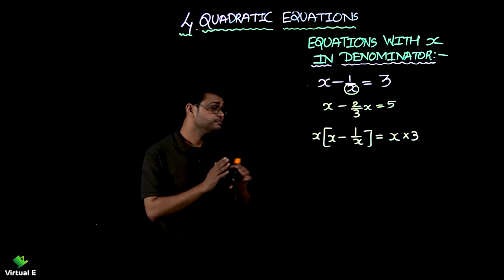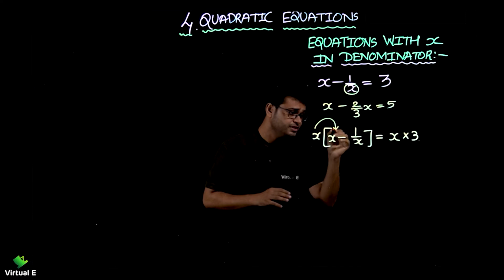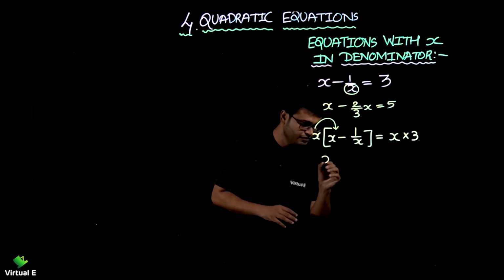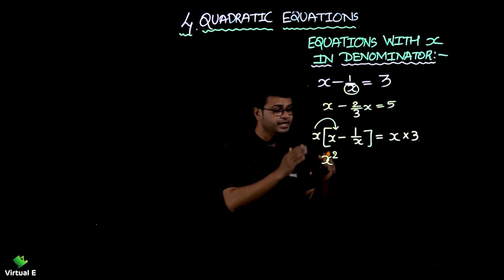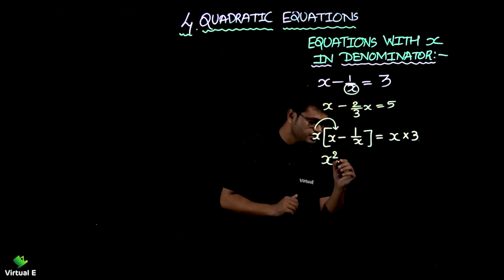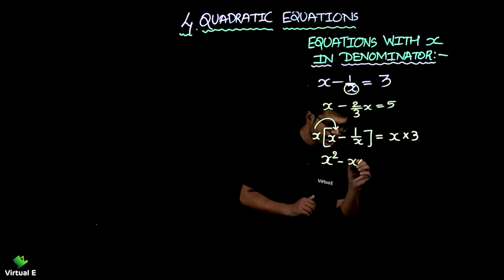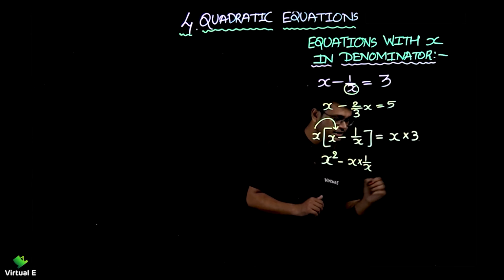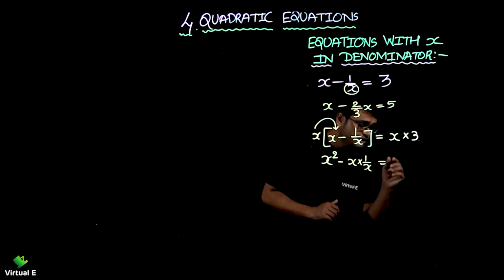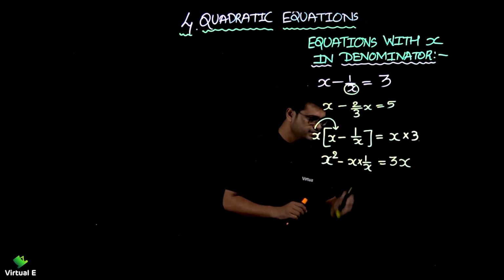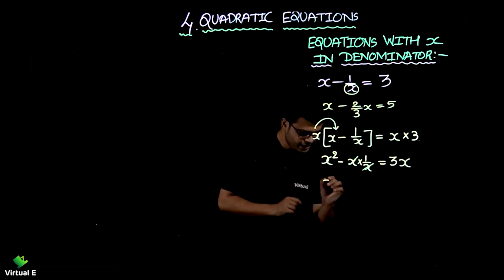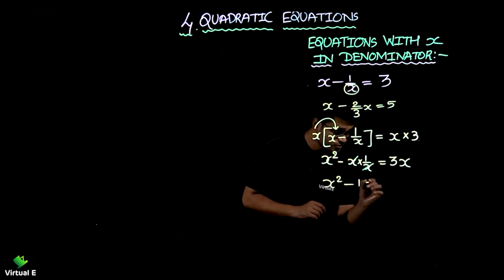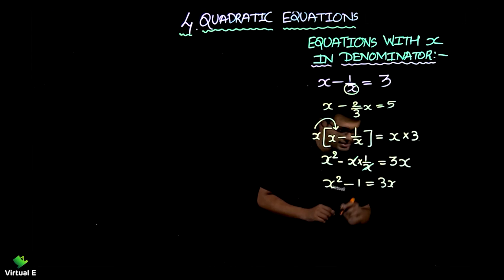Clear? Now I will be multiplying x here first, x into x, that will give you x square. You were thinking, where is the x square? Here it is. Then I will multiply x with this 1 over x, so minus x multiplied by 1 over x is equal to x into 3, that will give you 3x. This x will get cancelled. So what's left? My equation is x square minus 1 is equal to 3x.